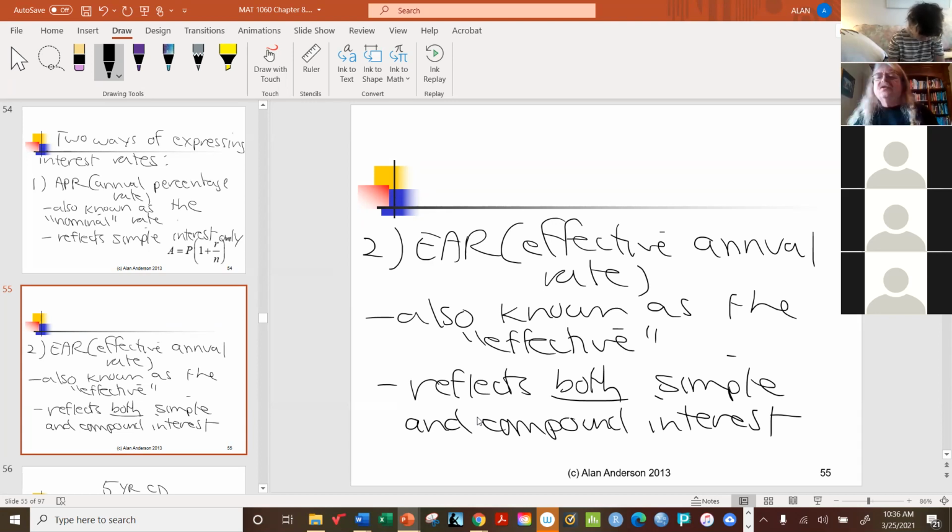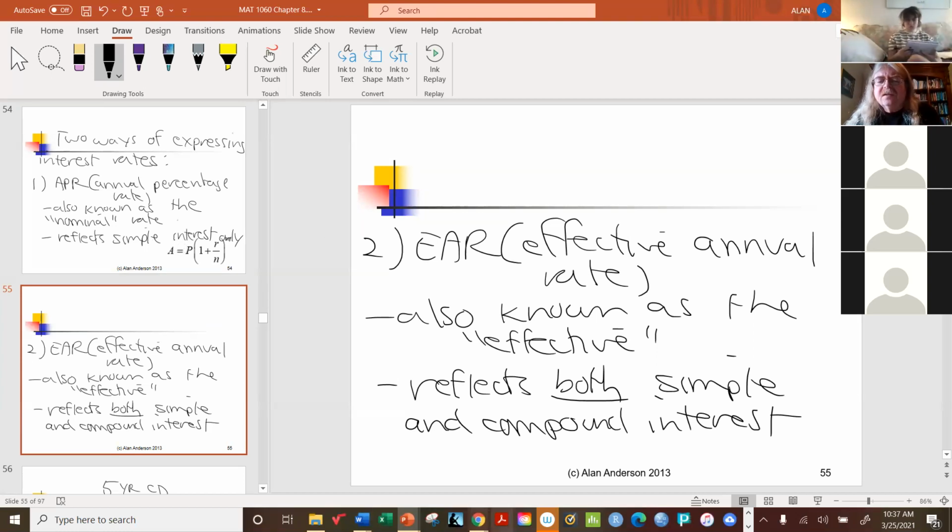What we are going to do in this chapter is figure out how to calculate the EAR once we are told the value of the APR and the compounding frequency, because it'll turn out that the difference between the two comes down to compounding frequency. That's what really separates the two rates.